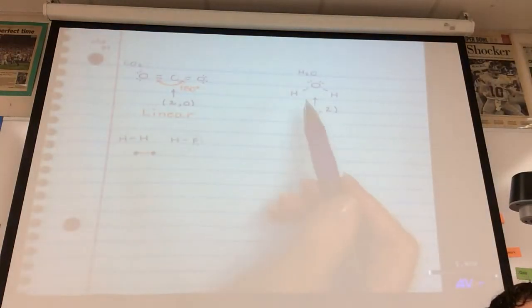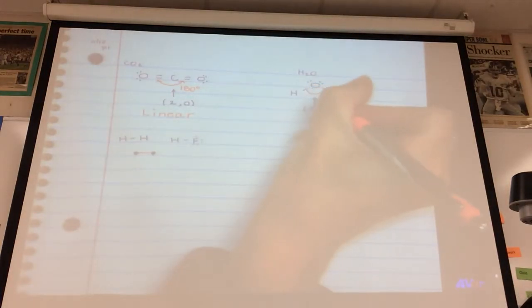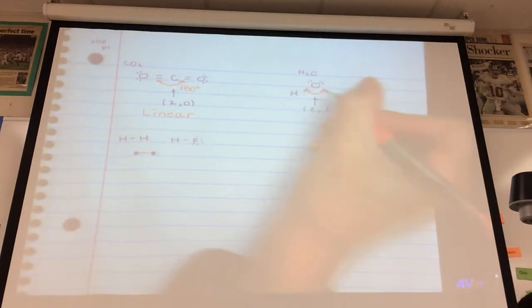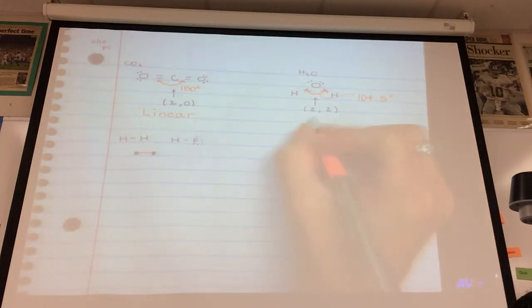Water we already had drawn. Attached to the oxygen is one, two atoms, two lone pairs. This bond angle is going to be 104.5 degrees, and this structure is bent.